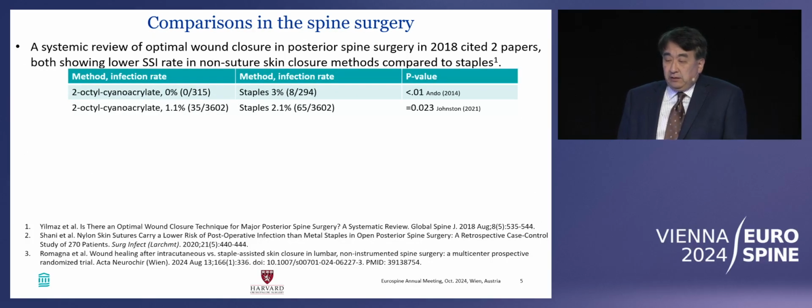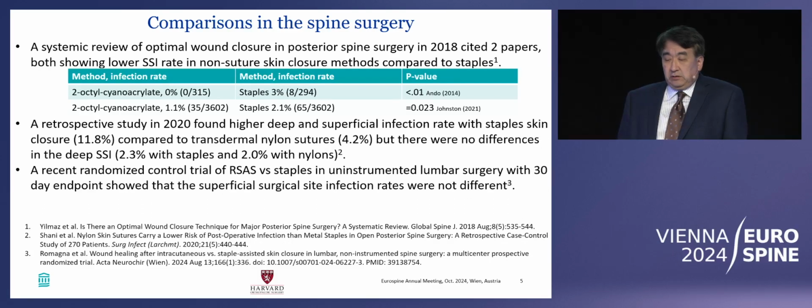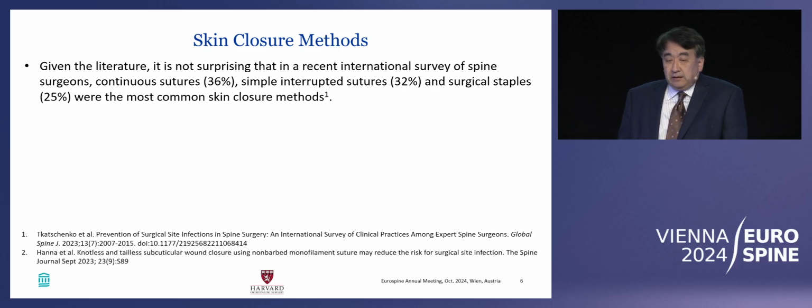In the spine surgery, there are studies that show lower infection rates with non-suture methods when compared to staples. On the other hand, the study comparing skin staples and transdermal nylon sutures did not find differences in the deep infection rate. A recent report showed that subcuticular closure and staples had similar superficial infection rate at 30-day postoperative time period. Given the literature, it's not surprising that in a recent international survey of spine surgeons, a variety of methods were used by the spine surgeons to close the skin.